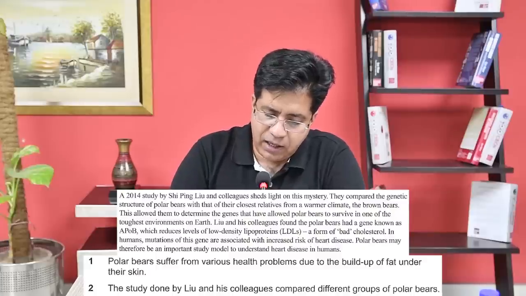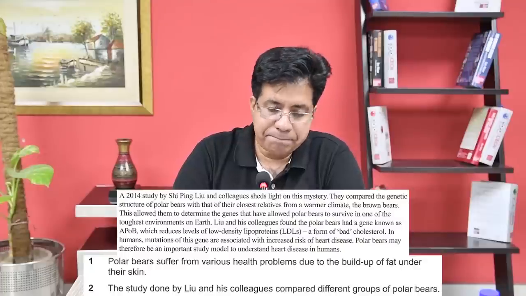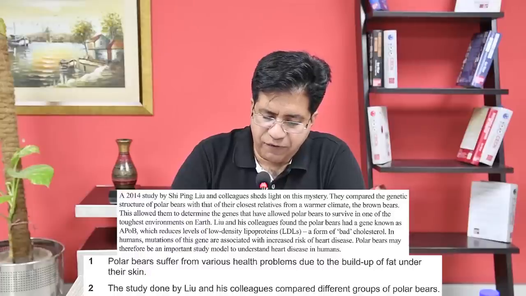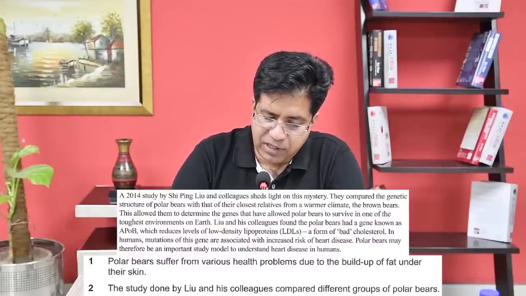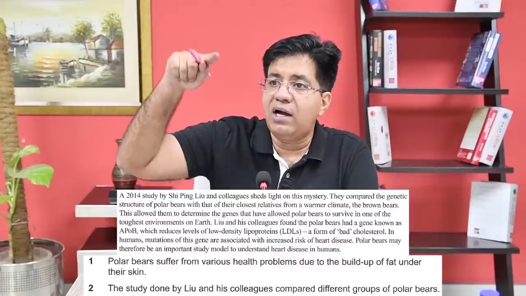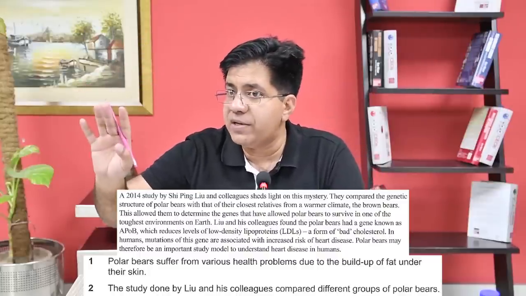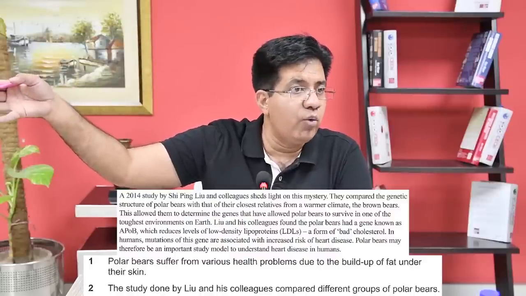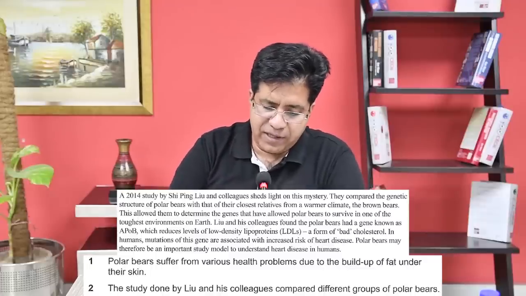I'm reading it from there. Second paragraph after the first sentence. They compared, found it? They compared the genetic structure of polar bears with that of their closest relatives from a warmer climate, the brown bears. Okay, brown bears and polar bears, right? So polar bears are the white bears and brown bears are the normal ones. Now brown bears are not polar bears. Do you understand? Brown bears are the bears that live in other pieces of land without snow. Polar bears are the ones that live in snow. Okay, so warmer climate, the brown bears, come back.